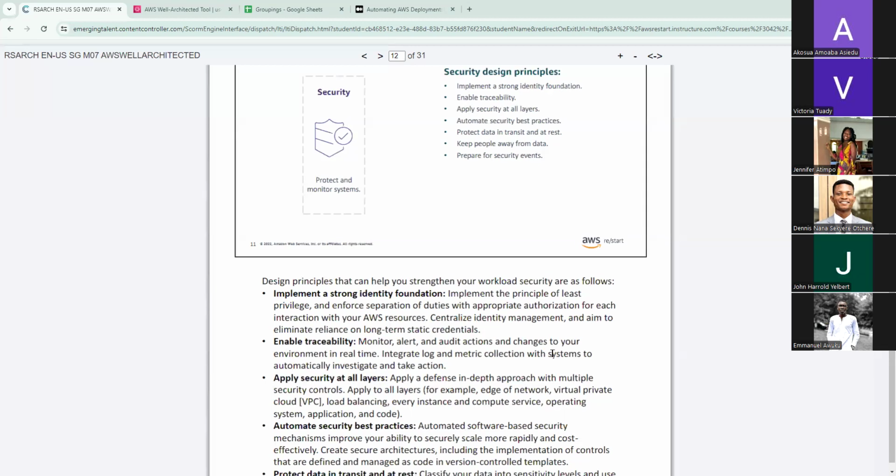Emmanuel Cranton. Okay, thank you. I'll take the fourth one. Automate security best practices. I guess you guys can hear me. Good afternoon. Good afternoon, we can hear you.